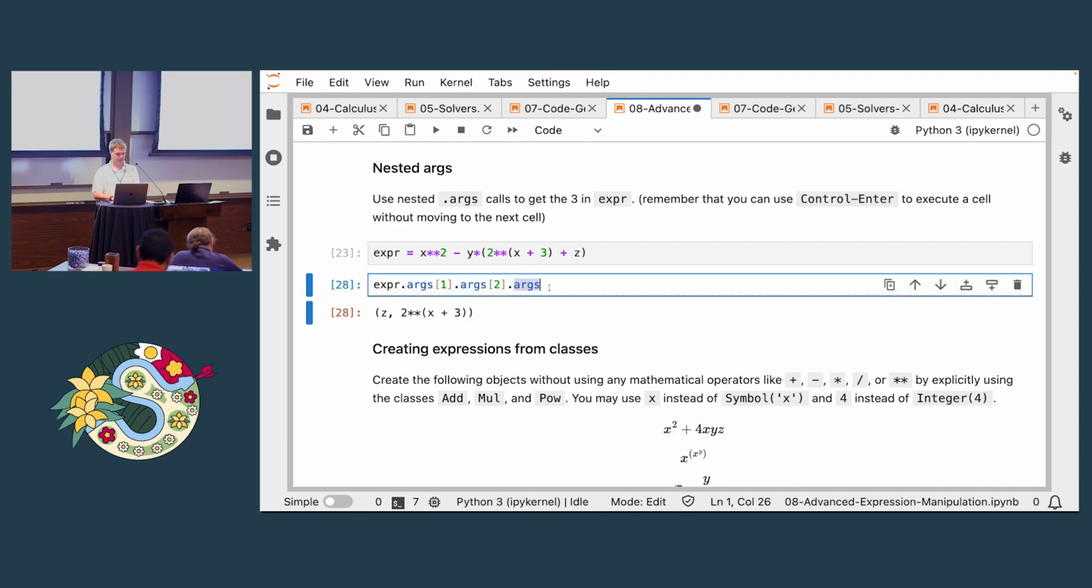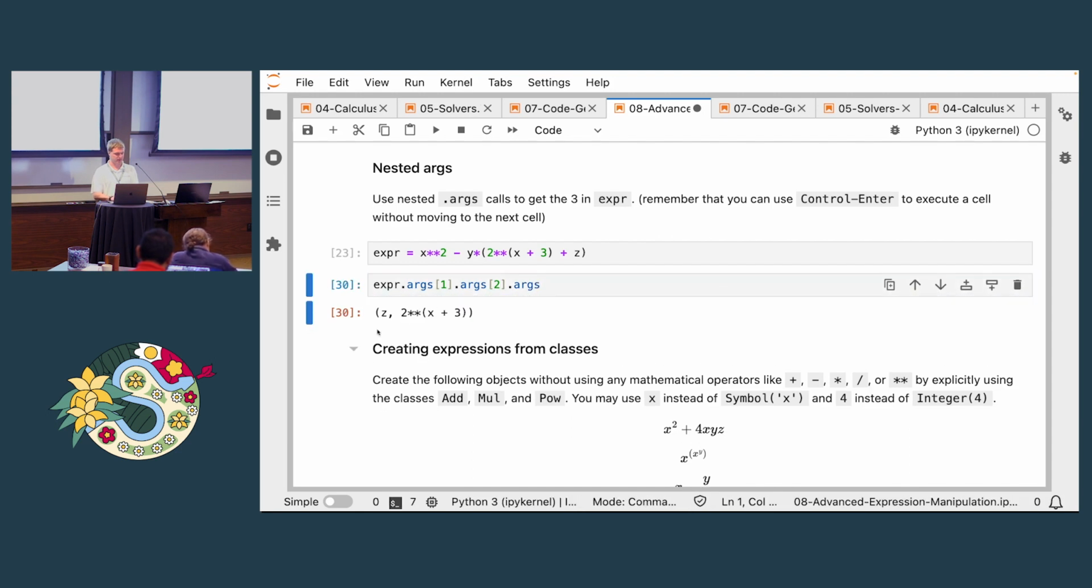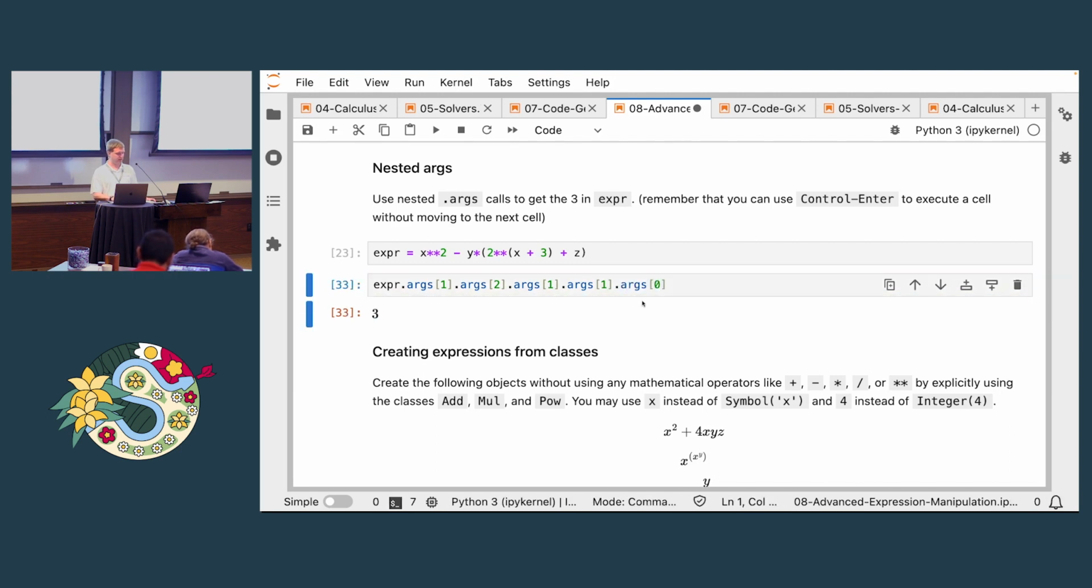Like here, for example, this expression is 2 to the x plus 3 plus z. But if I look at the args, actually SymPy has put z before. It's because for addition and multiplication, SymPy will actually sort the arguments since they're commutative. So yeah, you have to drill down piece by piece to actually find it. And this ends up being the answer.